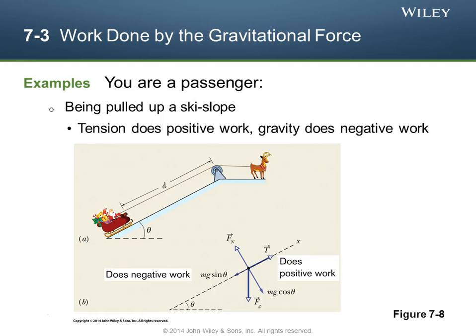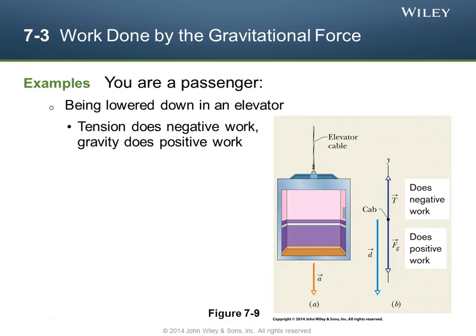So let's look at a couple other examples here. Say you're a passenger on this sleigh and you're being pulled up a ski slope. And so the tension does positive work because it's in the direction of your displacement, whereas gravity does negative work because you are being raised up. Gravity is down. And if you're in an elevator and you're being lowered down in an elevator, the tension is doing negative work because that is directed up and you're moving down, and gravity is doing positive work.